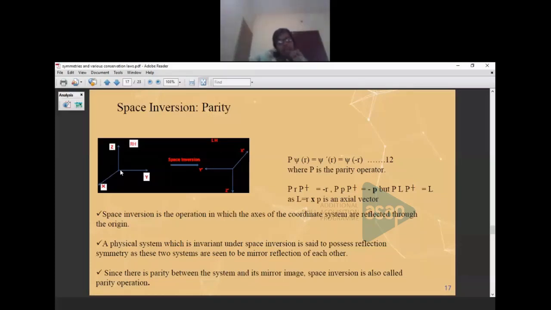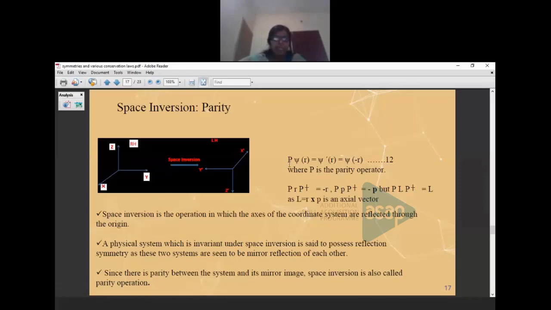Now, how does parity come into the picture? As we have mentioned, since there is a parity between the system and its mirror image, there is a connection, there is a match. So space inversion is also called the parity operation. Now let us check two or three systems. Instead of deriving a U, I am directly using P for parity. We will come to it later with real parity. Now, the parity operator operating on psi of r.